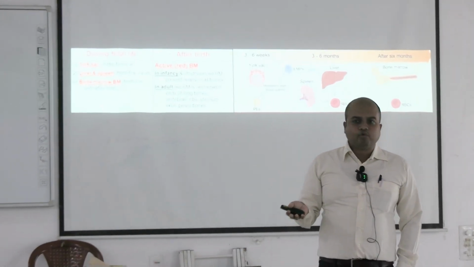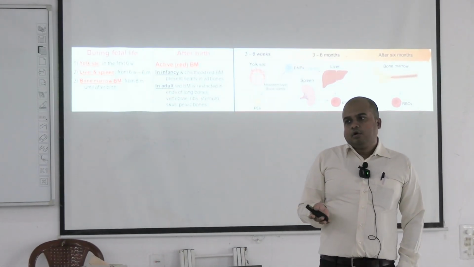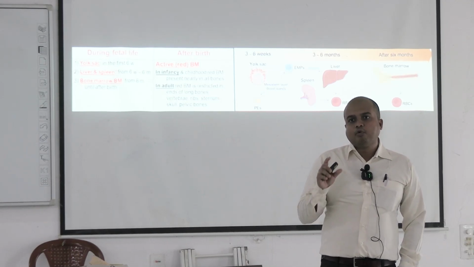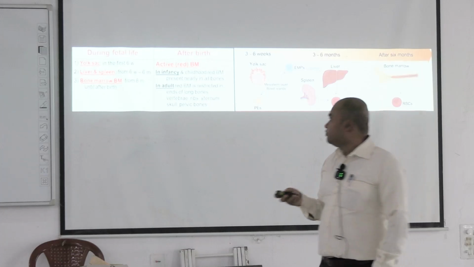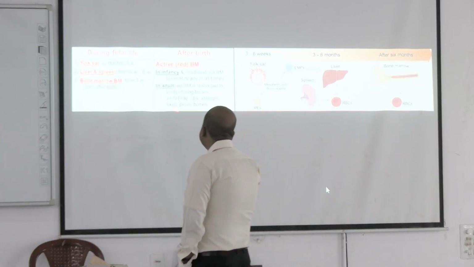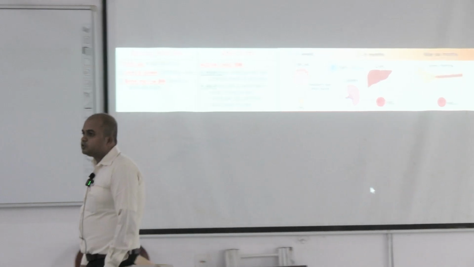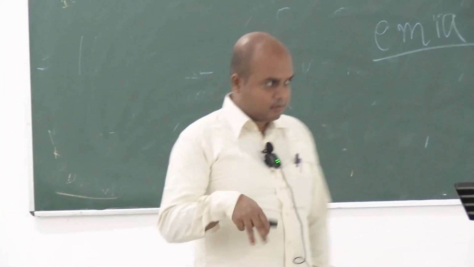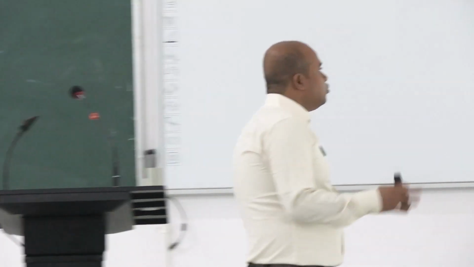And in adults after 18 to 20 years of age, it occurs in the bone marrow. In case of the long bones, it occurs only at the ends of the bone, but also other areas like vertebrae, ribs, sternum, pelvic bones, but not the whole long bone. So this is a gradual shift in the area from which erythropoiesis will occur.